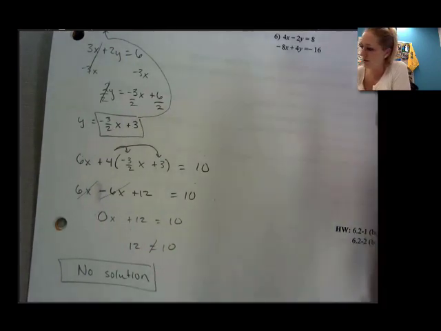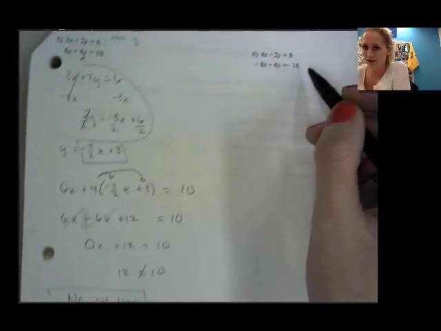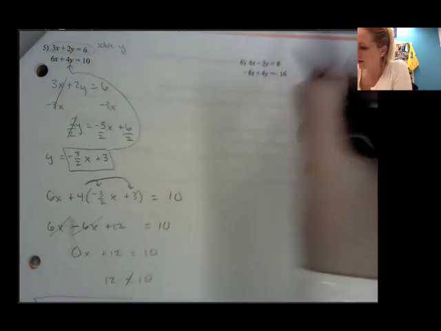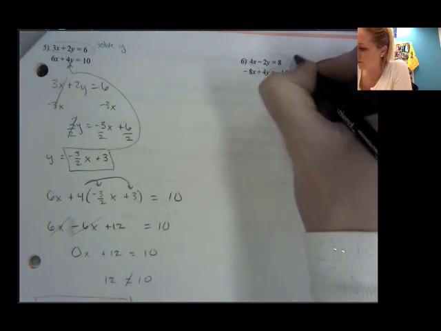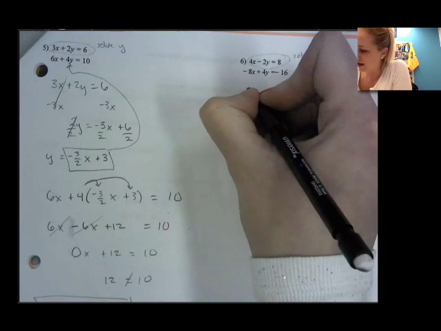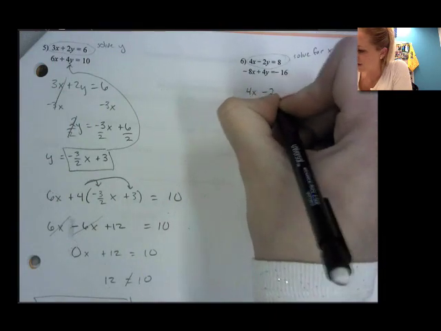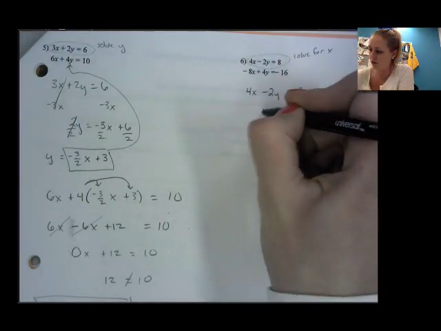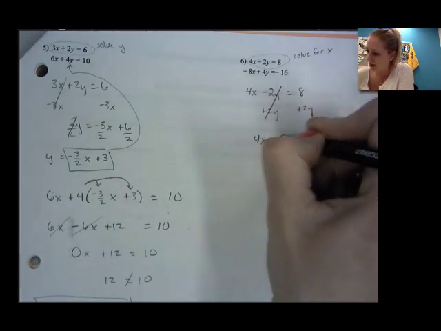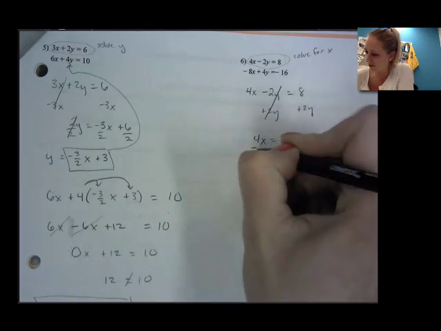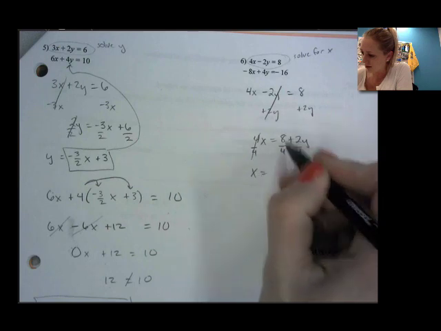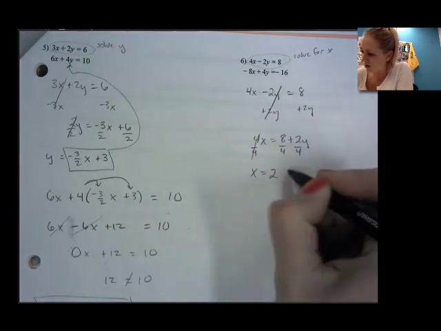All right. Now we're going to try number 6 here. Same thing, I'm going to try and get x or y by itself. We got y by itself last time, so let's maybe get x by itself this time. So solve for x. We've got 4x minus 2y equals 8. Let's go ahead and add 2y to the other side. So I got 4x equals 8 plus 2y. Divide everything by 4. So I get x equals 8 divided by 4 is 2, and 2/4 is the same as 1/2 y.